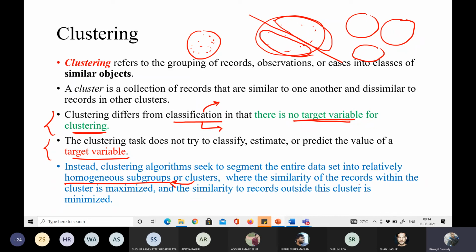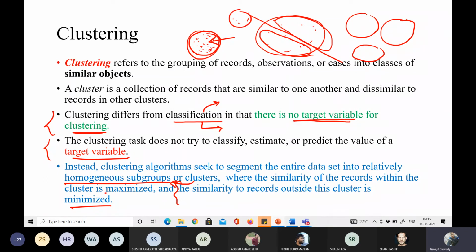The similarity of records within the cluster is maximized, and the similarity of records outside this cluster is minimized. So whenever we put data into a cluster, we try to maximize the similarity between this data. Based upon that similarity, we put them into a cluster, and those that are not similar, we put in other clusters. So that is the process.